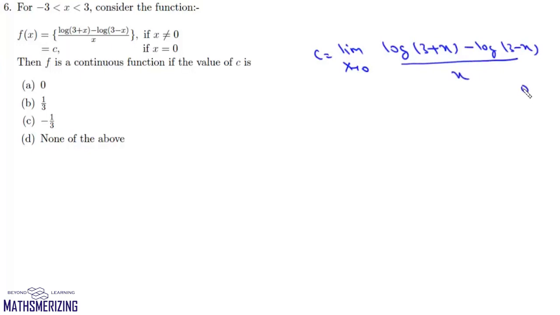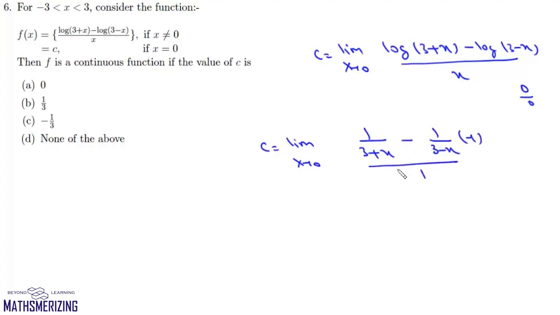Now this is the 0 upon 0 form. So we'll use L'Hopital's rule. We can write the limit as x tends to 0 of 1/(3 + x) minus 1/(3 - x) times minus 1, upon 1. Now we put x as 0, and we'll get this C as 2/3. So this function will be continuous if the value of C is 2/3, which is none of the above, and that's your option D.